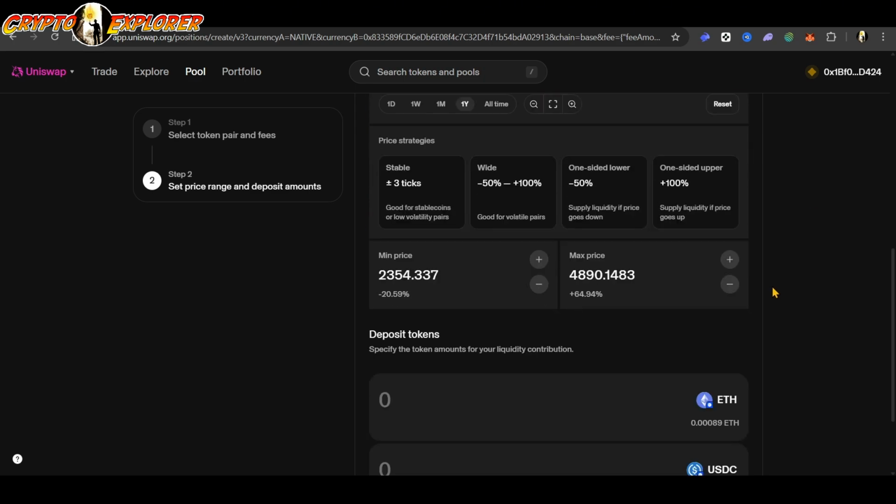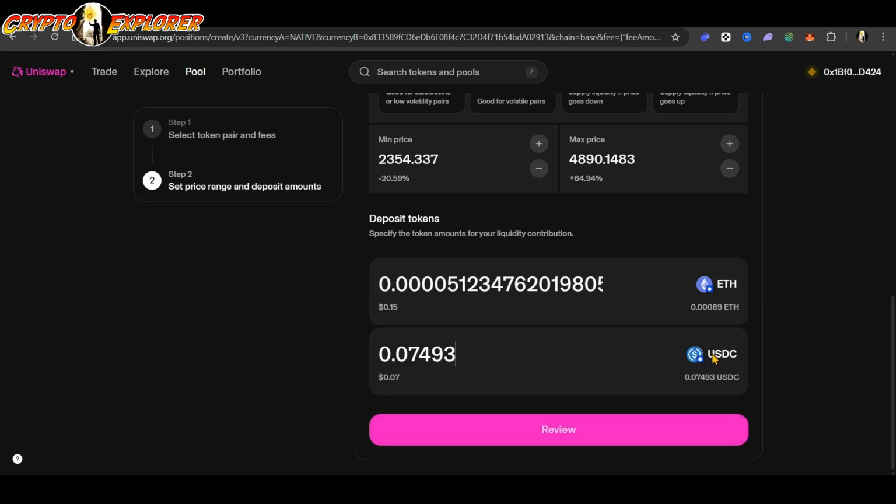Once you're happy with it, just come down here. So I have a few cents worth of USDC. Now notice that I'm not deploying 50-50 here. I'm deploying roughly double the Ethereum in fiat value compared with USDC.